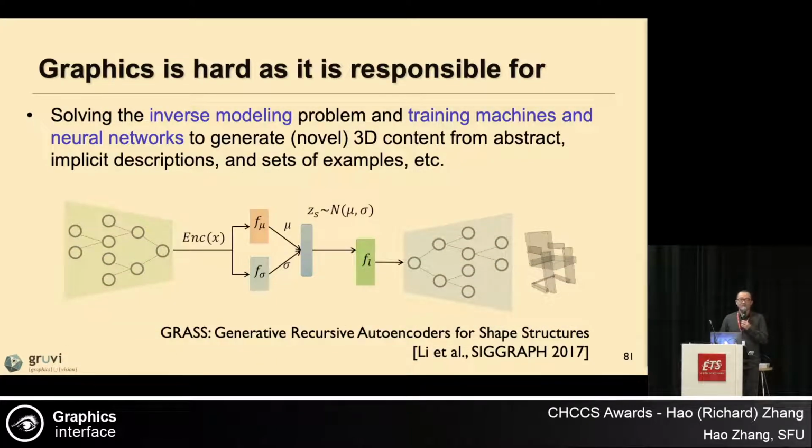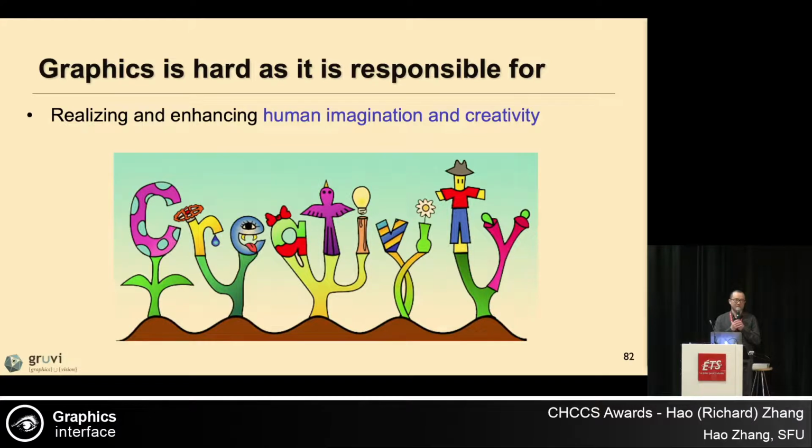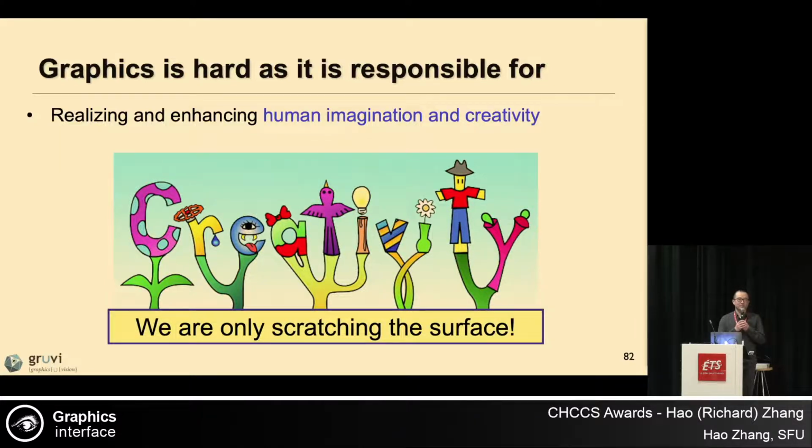And graphics is hard because it's not just solving forward problems. There are so many inverse problems that graphics is responsible for solving. Training machines, neural networks for generative shape modeling. And finally, this is a hard one. I believe graphics should be responsible for realizing and enhancing human imagination and creativity. And on many fronts, we're just scratching the surface. So graphics is really hard. You should be doing graphics.